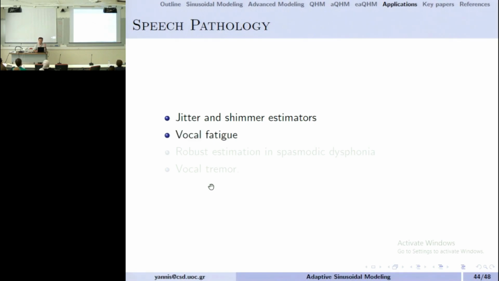And vocal fatigue, we were to some extent successful here, but we are not that happy. We had, however, a robust estimation of spasmodic dysphonia. This is a very important pathology. And we developed a time-varying model for the estimation of the vocal tremor. I have not seen any other model that makes this possible, the time-varying estimation of the vocal tremor.